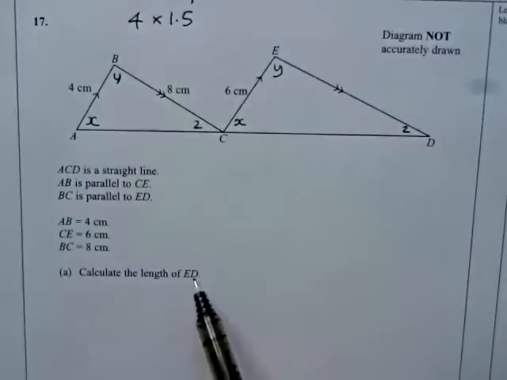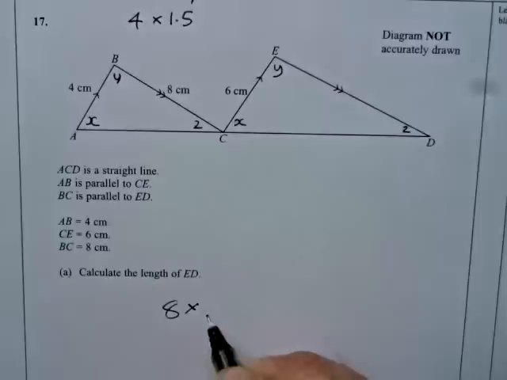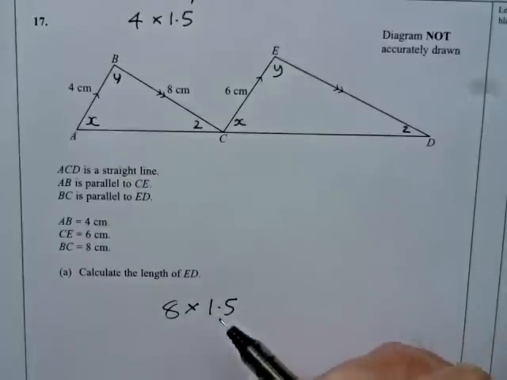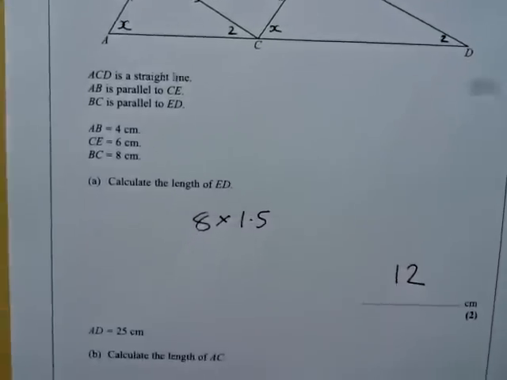So if I want the length ED, well, ED is parallel, so ED corresponds to BC, so it's 1.5 times larger than 8. Now 1.5 times 8 is 8 plus a half of 8, which is 8 plus 4, which is 12. That's the answer to the first part.